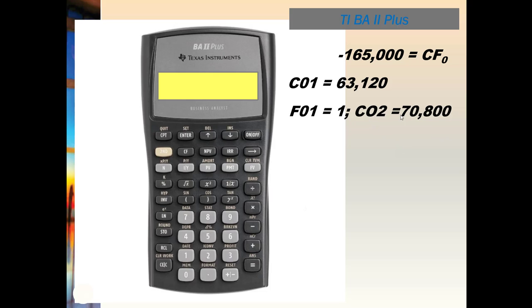The next C02 will show up. This is the second cash inflow, with an amount different from the first cash inflow. Again, this is a different cash inflow amount from the previous one. If they are the same amount, you don't need to enter it again. You can just use this frequency function to tell it how many times this cash inflow repeats.